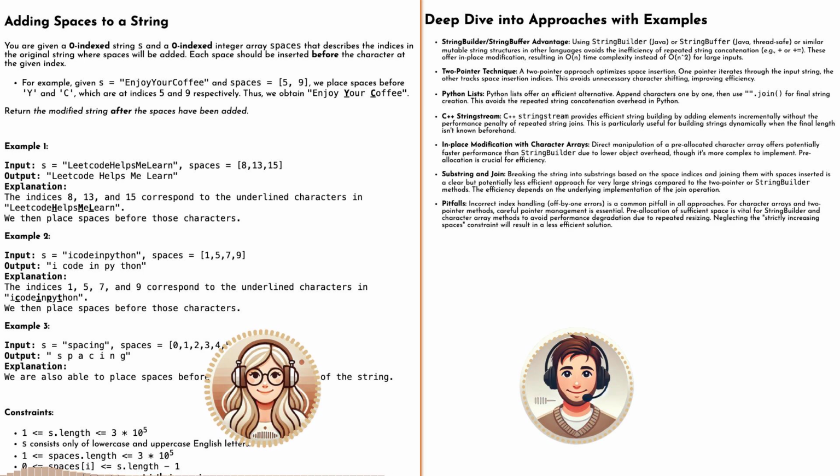So we've got our string builder prepped and ready. Yes. What's the next step? Well, we need a variable to keep track of our position in the spaces array. Right. Let's call it space index, and set it to 0 so it points to the first space we need to add. Got it.